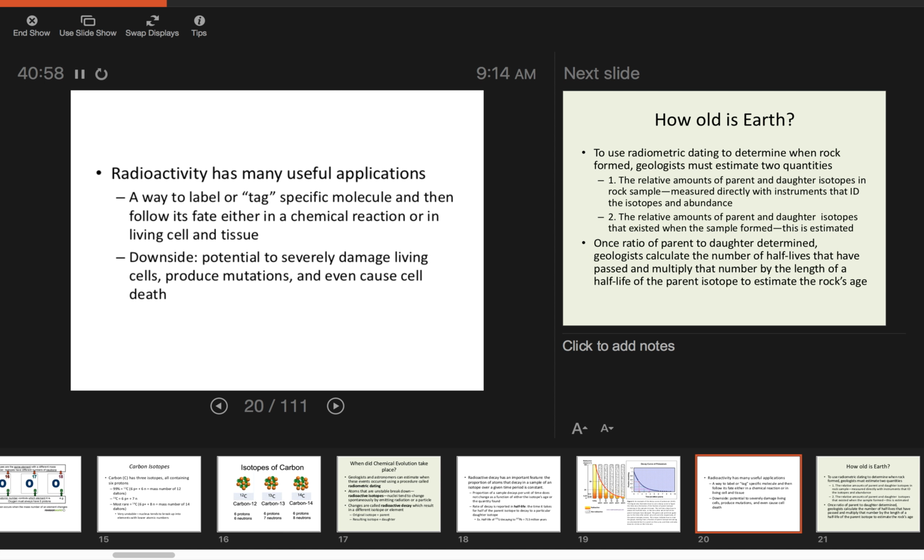Downside to this, it can damage living cells. With our experiment, it was very tedious because we were coming up with a new procedure, so we had many trials and errors before we figured it out. It can produce mutations and even cause cell death with this radioactive tag. So, that's why you don't want to stand around.